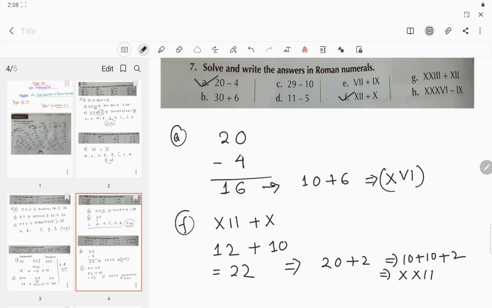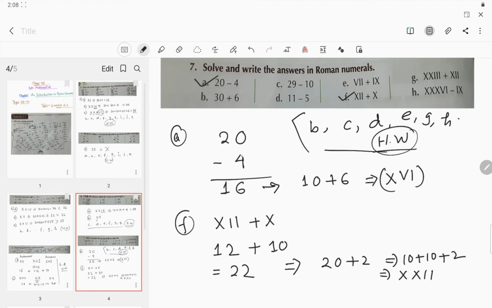So similarly, B, D, C, D, E, G, H. This is your home task. Please do it in your copy by yourself.